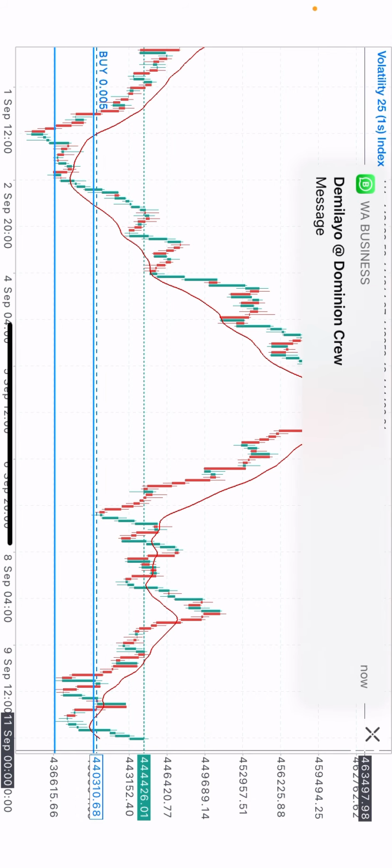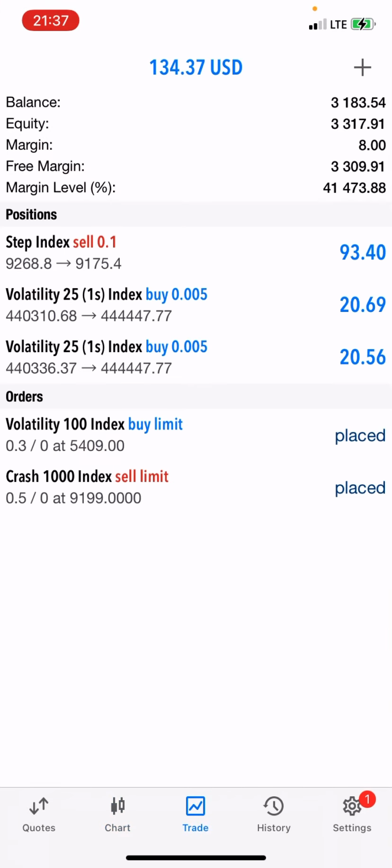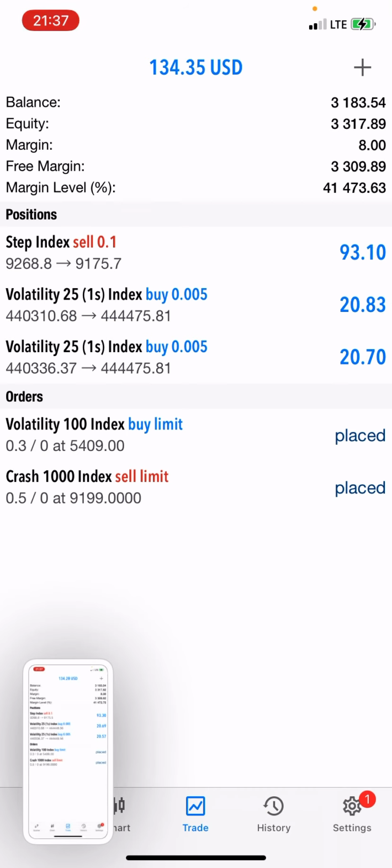Look at it pushing up. I can show you the profit here. Can you see? The smallest lot size giving me $93 and $20. So guys, you can make money trading Boom or Crash. I tell you, you can make money, guys.